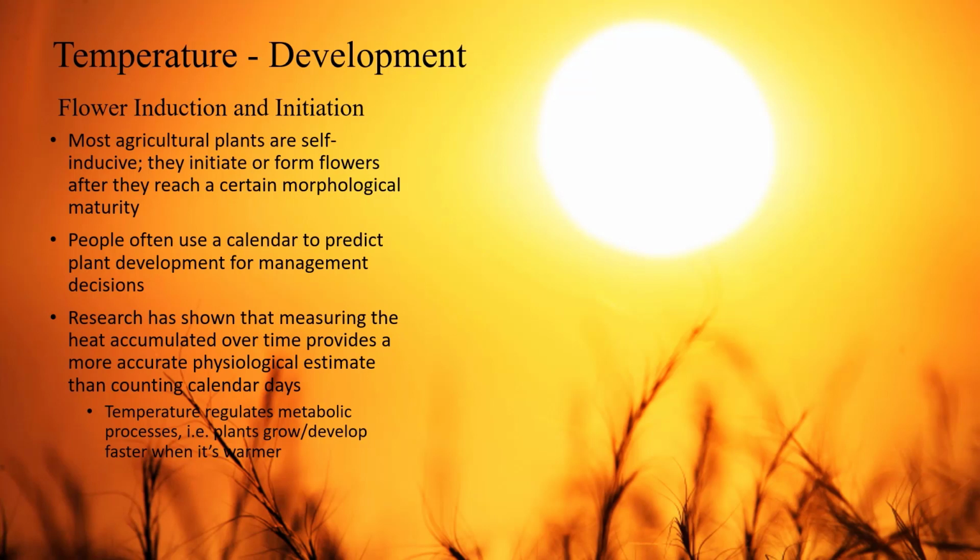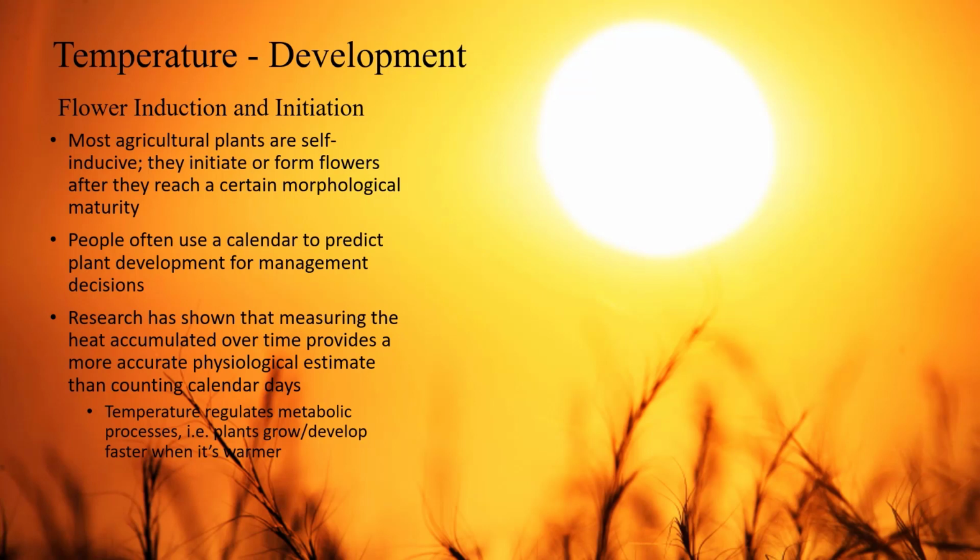Now, people often use a calendar date to try and predict when that's going to happen. If you looked at the back of seed packets or information online, whenever you're planting anything, it'll say this many days to maturity and this many days to fruiting, etc.